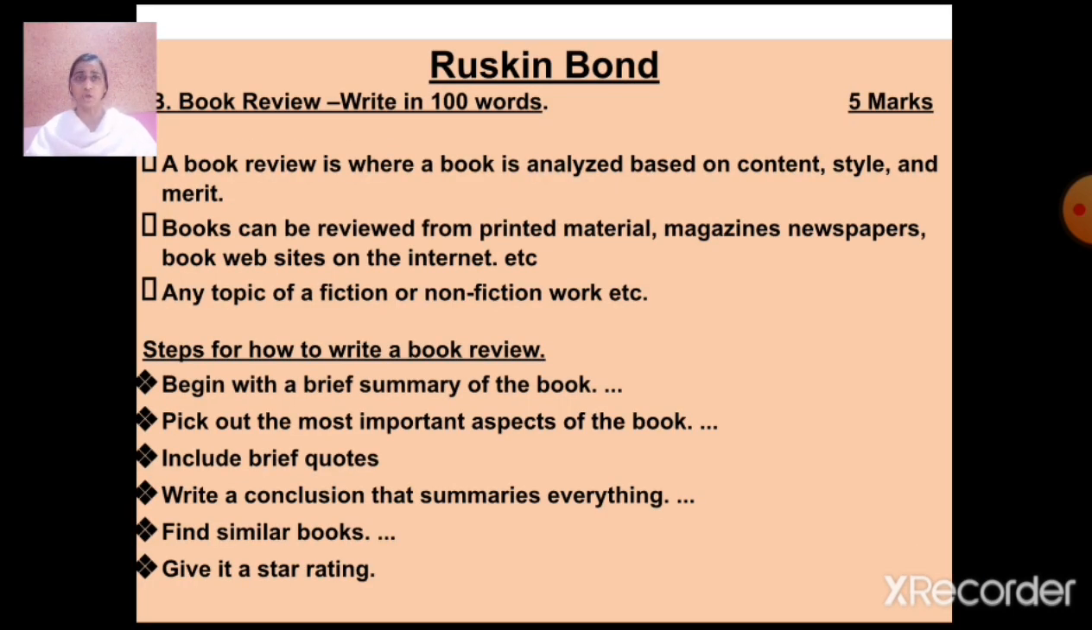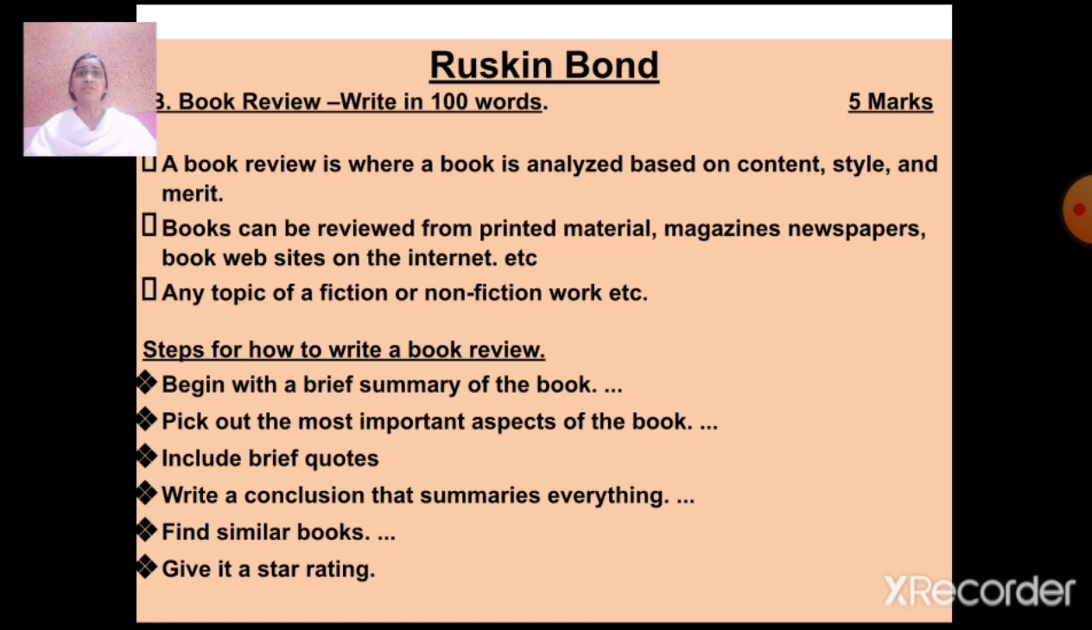Now, the next main topic is book review, which is again 5 marks, and you need to write in 100 words. A book review is where a book is analyzed based on content, style, and merit. Books can be reviewed from printed materials, magazines, newspapers, or any book, website, on the internet, etc. Any topic you can take on fiction or non-fiction work or any as per your desire.